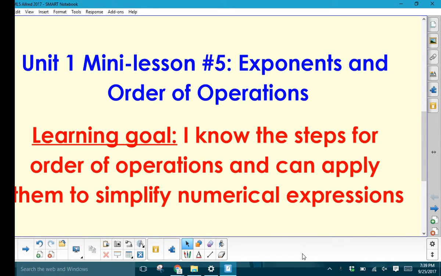We're going to talk today about exponents and order of operations. This is our last and final mini lesson in Unit 1 on signed numbers. We're going to take everything that we've learned so far, addition and subtraction, multiplication and division of positive and negative whole numbers, and we're going to put it all together with some big order of operations problems. Okay? See your learning goal for today. That is the goal. By the end of the day, you should be able to do that.